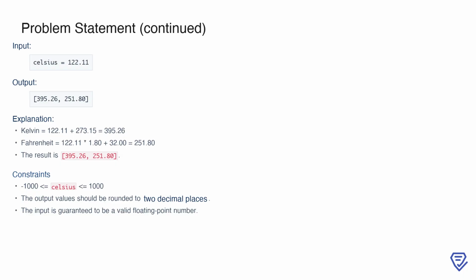Additionally, note the constraints provided for this problem. The Celsius input can range from -1000 to 1000, and the function should ensure the output values are rounded to two decimal places. Moreover, you don't need to worry about invalid inputs, as the problem guarantees that the input will always be a valid floating point number.